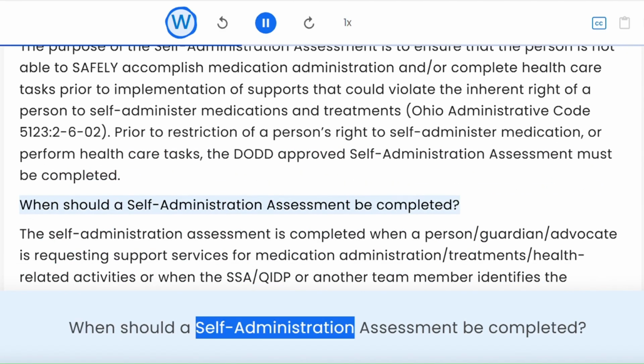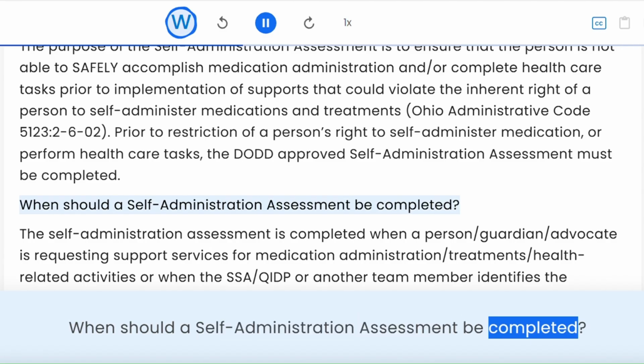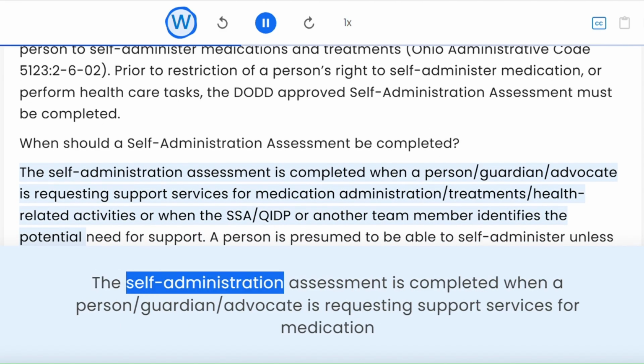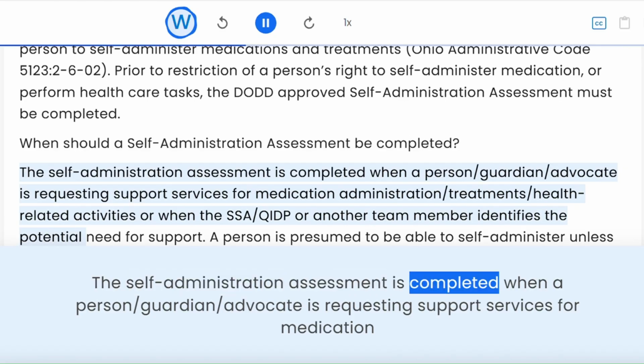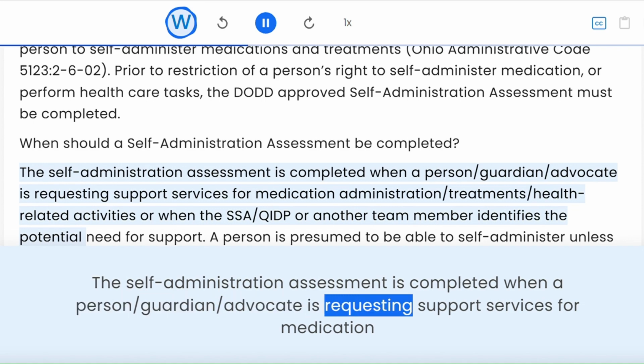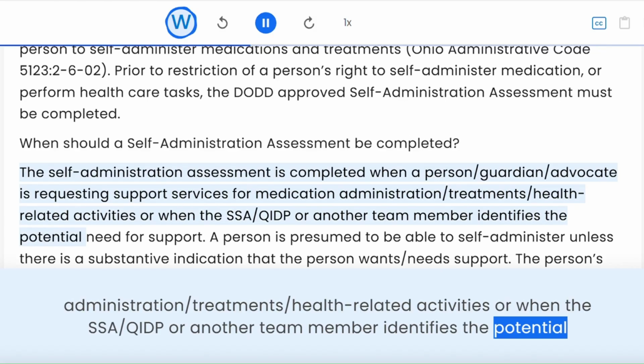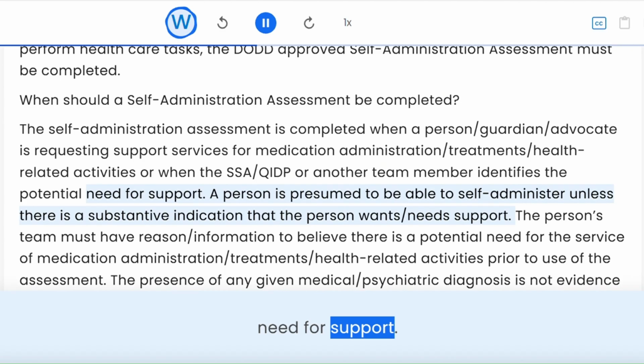When should a self-administration assessment be completed? The self-administration assessment is completed when a person or guardian or advocate is requesting support services for medication administration, treatments, health-related activities, or when the SSA, QIDP, or another team member identifies the potential need for support.